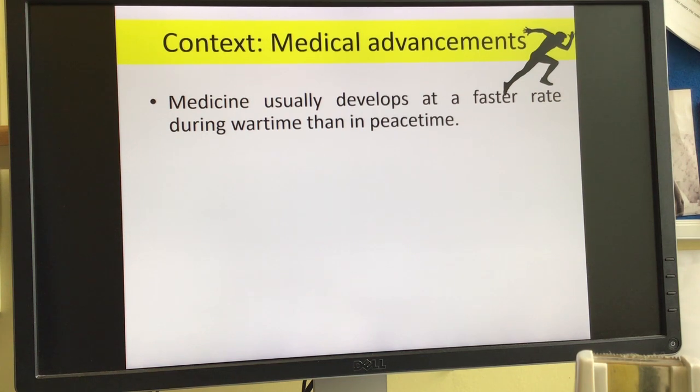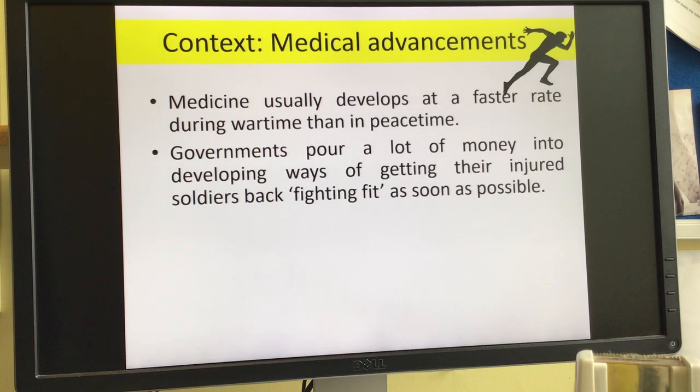The governments pour a lot of money into developing ways of getting their injured soldiers back as well, and they want them fighting fit. So government are a key player here, because they actually pump money in to make sure that these soldiers recover, because they need them on the battlefront to fight against the enemy.